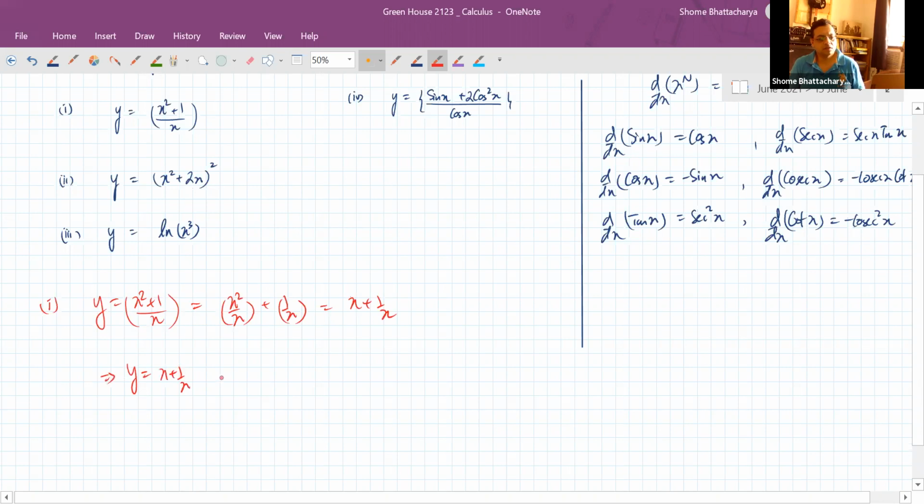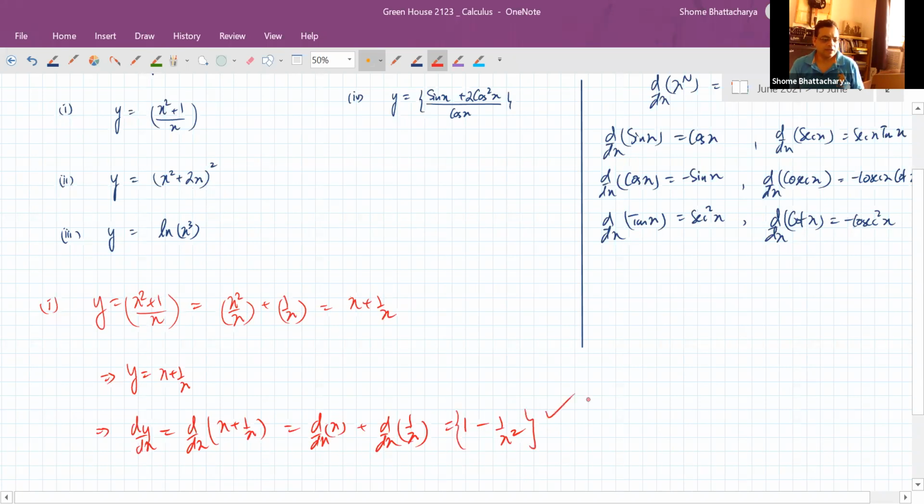This implies that differentiation of y with respect to x is differentiation of x plus 1 by x. So that's differentiation of x plus differentiation of 1 by x, which becomes 1 minus 1 by x squared. I've tried to make all the steps and not skip anything over here. Still, if some step is not clear to anyone, please let me know. I will explain in detail. So your final answer should be this for dy by dx.